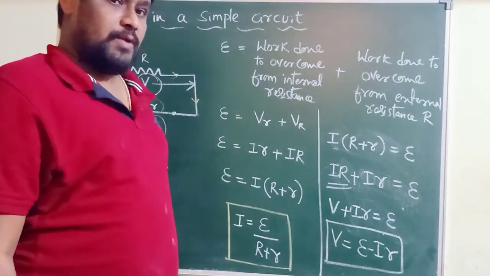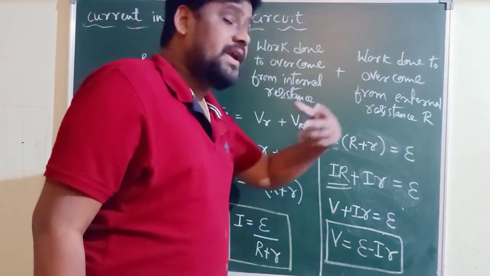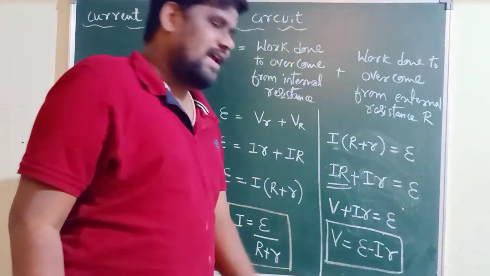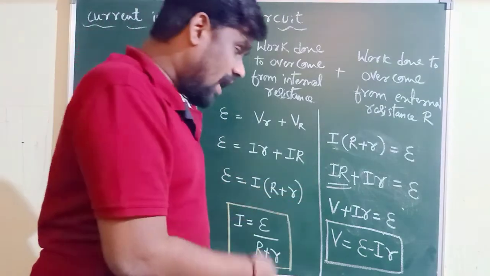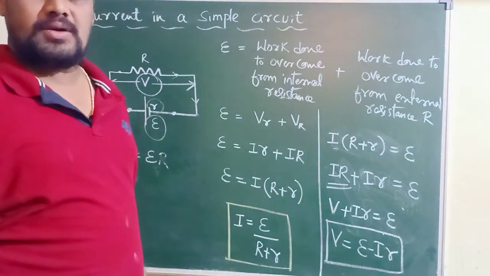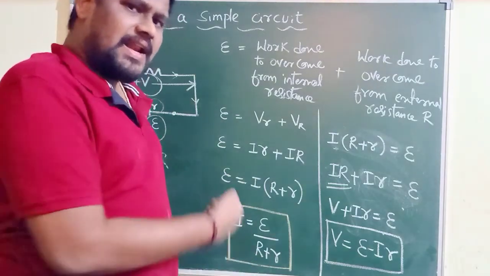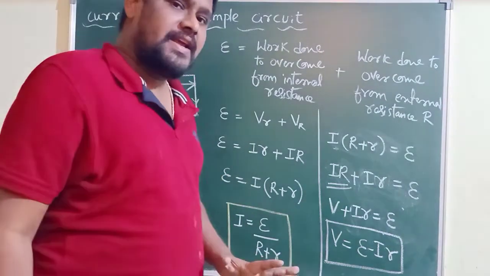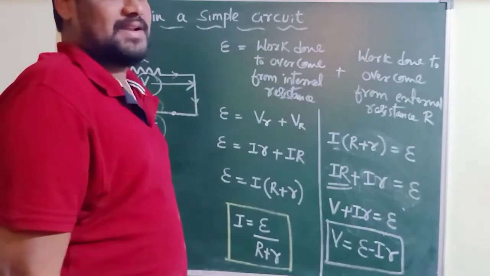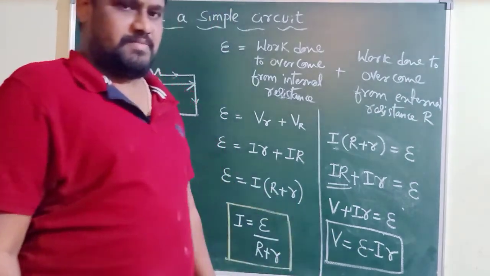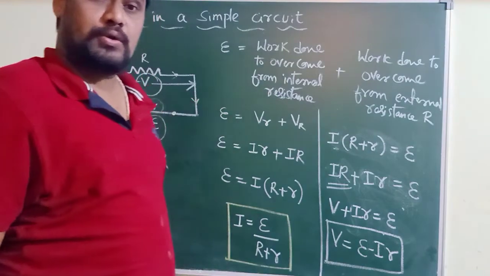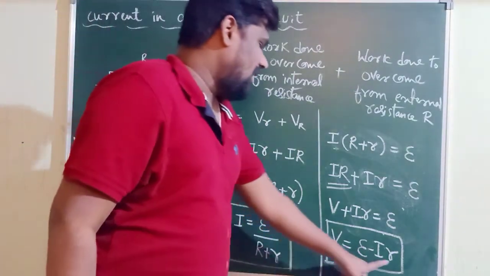Look at the value of V, which is equal to E minus I into r. It means Ir should be subtracted from E in order to get V. It clearly indicates that terminal potential difference is lesser than the EMF. Terminal potential difference will be lesser than the EMF by a factor of I into r.